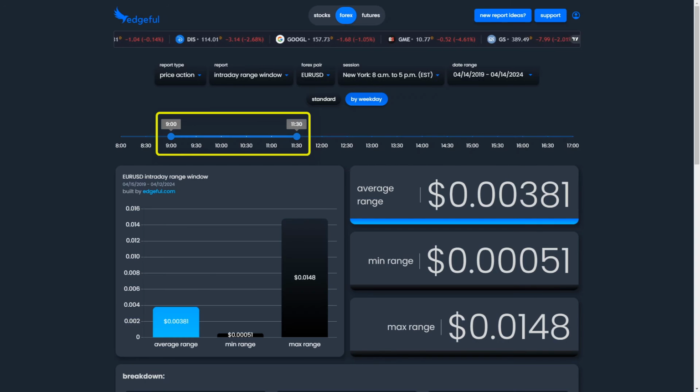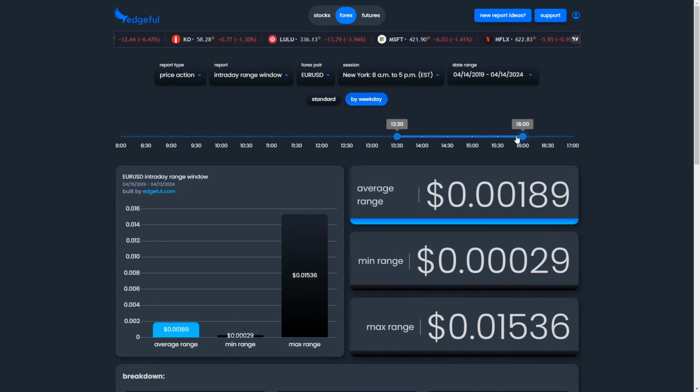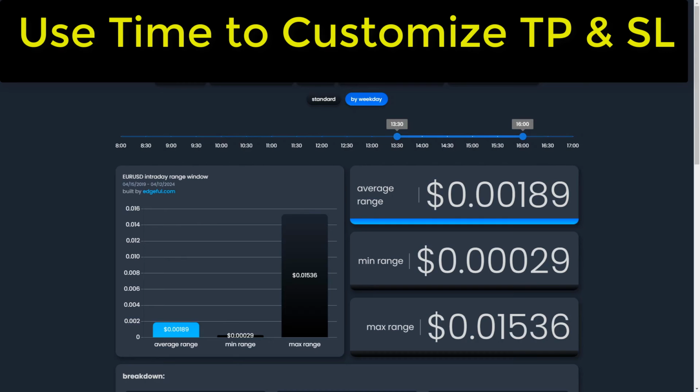If you're looking at the charts from 9 to 11:30, you can expect about 38 pips of movement. After lunch, volatility settles down and we can only expect about half of this move at 19 pips. If you only trade certain hours of the day, this can help you set reasonable take profit and stop losses.